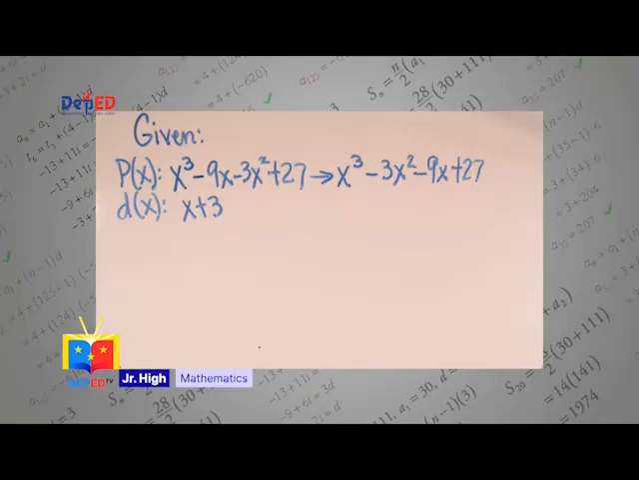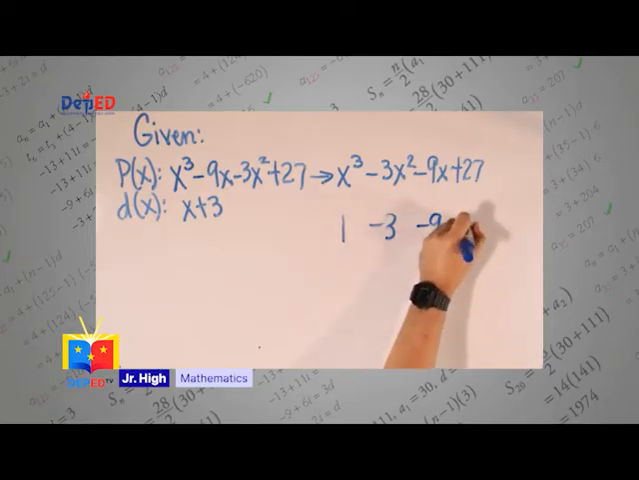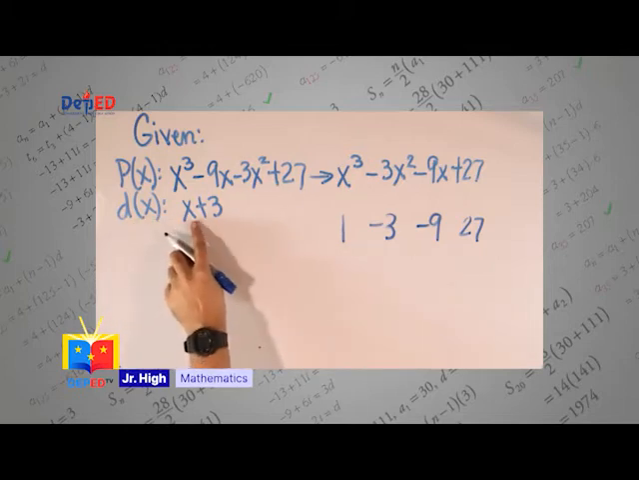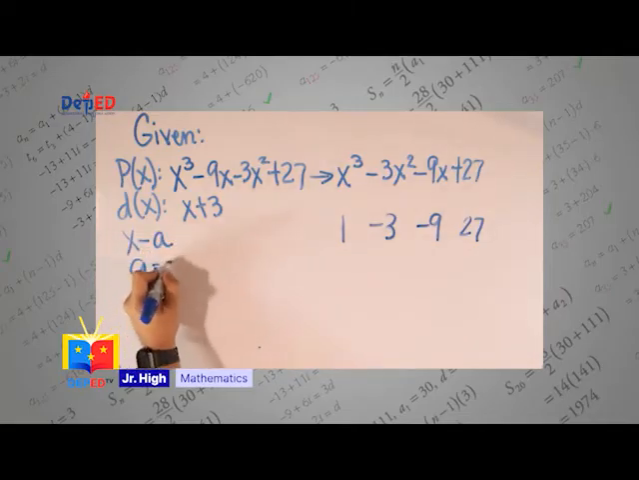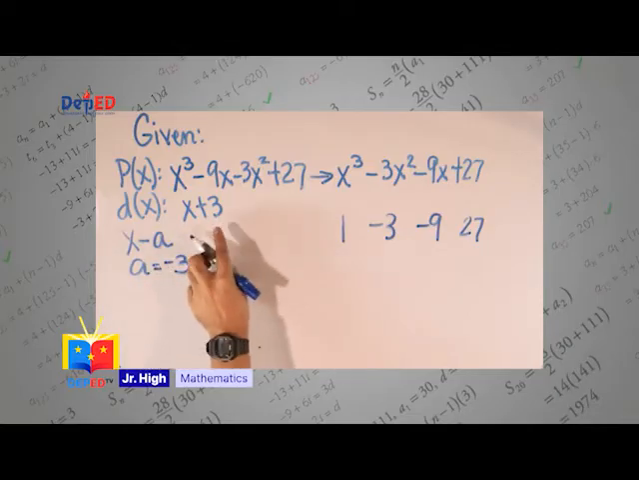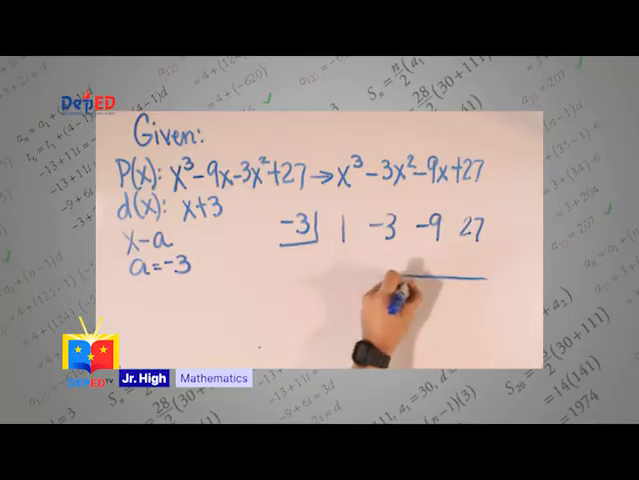Write the coefficients of the polynomial. For x cubed, we have 1, then we have negative 3, negative 9, and we have positive 27. The divisor, or D(x), is x plus 3. But remember, the divisor should be in the form x minus a. So we will use a equal to negative 3, or the opposite of x plus 3. We will use negative 3 here. Then we can start dividing.